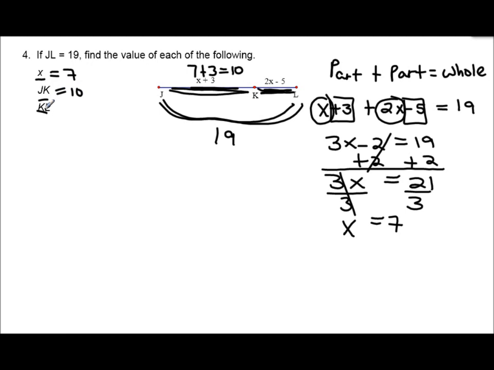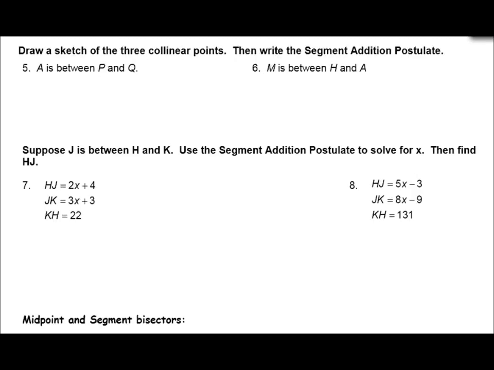And then KL would be 2 times x, which is 7. So 2 times 7 minus 5. 14 minus 5 is 9. And then always check your work. Does your original equation, this segment 10 plus this segment 9, does it equal the whole thing, 19? And it does. Okay, so next we're just going to draw a sketch of the collinear points.